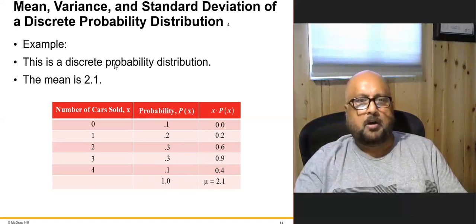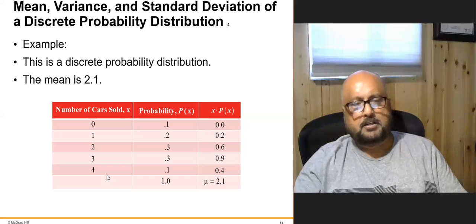And this is an example of a discrete probability distribution. You see there are only like 5 possibilities here. So they are discrete, we can easily count them. Okay.